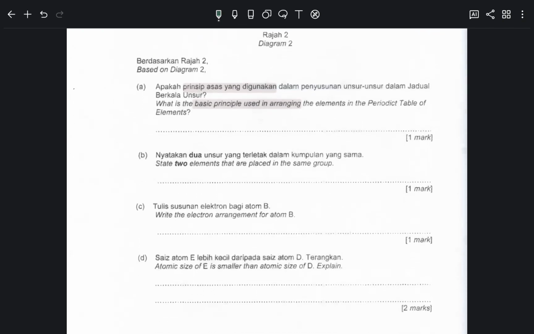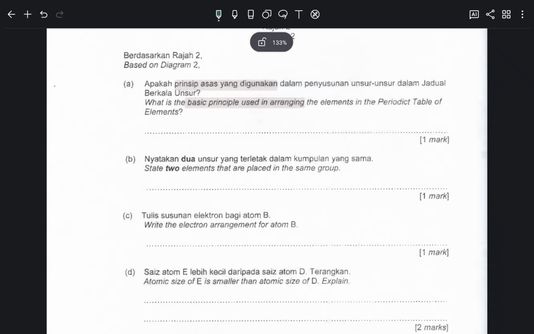Faham tak? So prinsip yang digunakan adalah, I write in Malay, in English you translate by yourself. Okay, I will just tell in English. Prinsip yang digunakan adalah mengikut tertib menaik nombor proton. Tertib menaik nombor proton. That's it. We will arrange the element based on the ascending order of the proton number. So the keyword is ascending order of proton number.